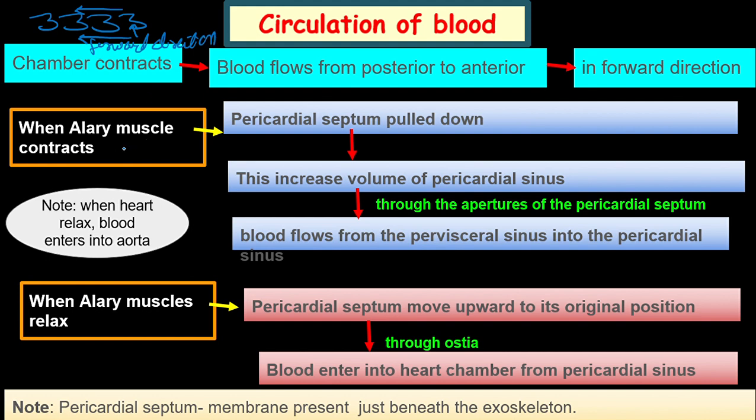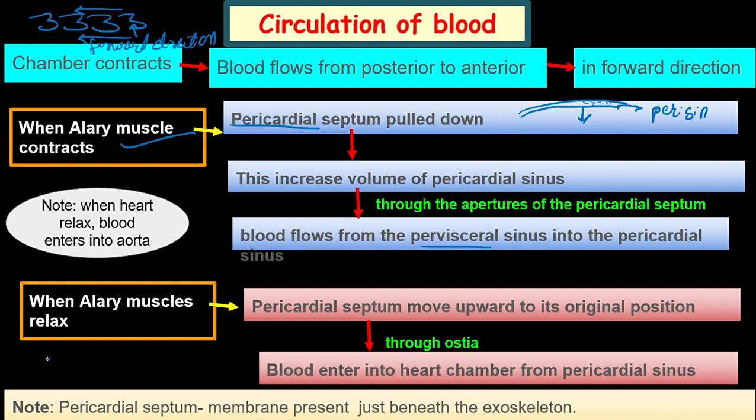Now, when the alary muscle contracts, what will happen? Below the exoskeleton you have the pericardial septum. So the pericardial septum will be pulled down, due to which the volume will increase. Which volume? The pericardial sinus volume will be increased, due to which blood flows from the perivisceral sinus to the pericardial sinus.